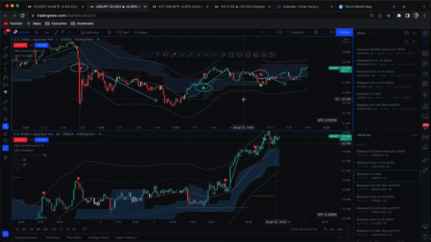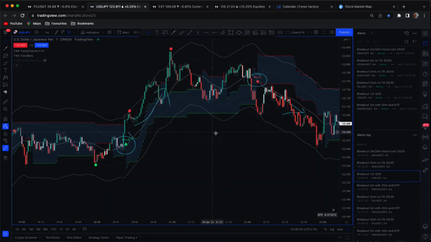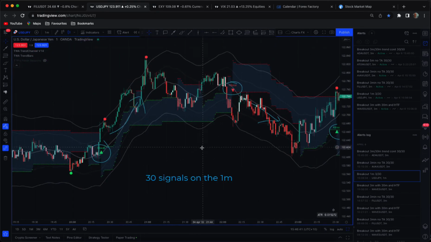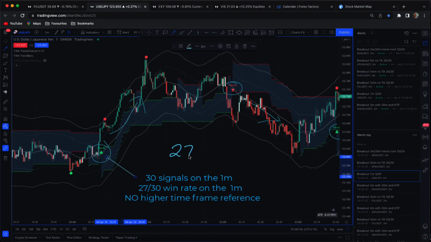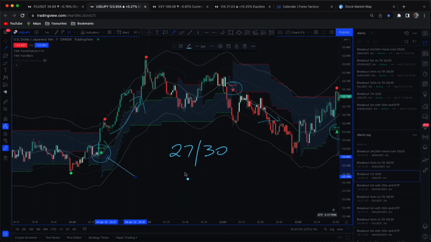Now I've got something really interesting to show you. I've just gone back, I've counted back 30 of these signals. And we have a 27 out of 30 win rate. 27 out of 30. Think about that. Trading this on a 1 minute chart. That's it. No higher time frame reference, no technical analysis, nothing. All we're doing is waiting for the signal to fire in the alerts log.